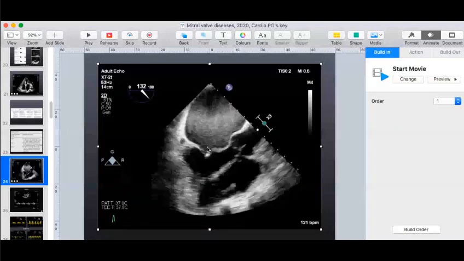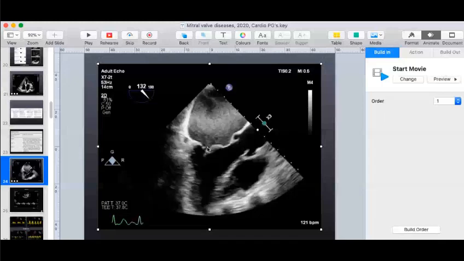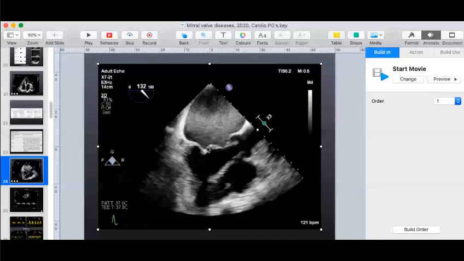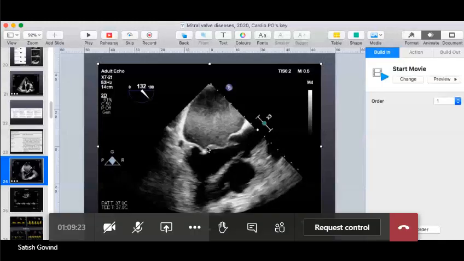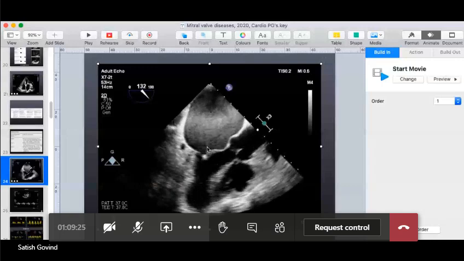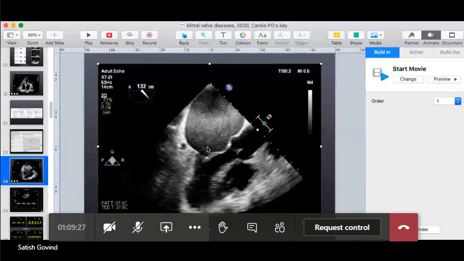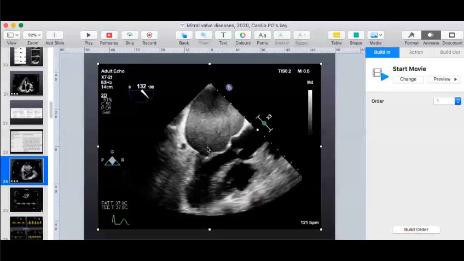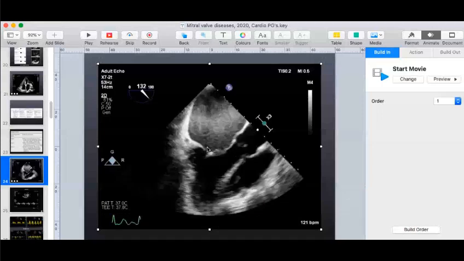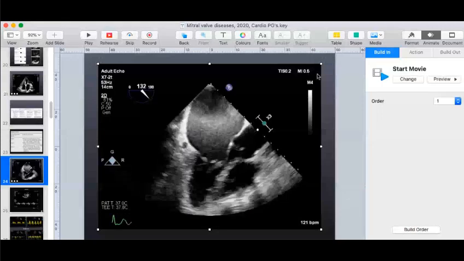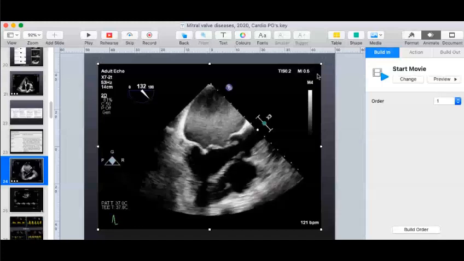Sir, it's a transesophageal echo, sir. Right. 130 degree angle. Right. Left atrium, mitral valve and left ventricle. And there is a severe stenosis of the mitral valve with doming of the AML, for both the leaflets. And a dilated left atrium with spontaneous echo contrast in the left atrium, sir.